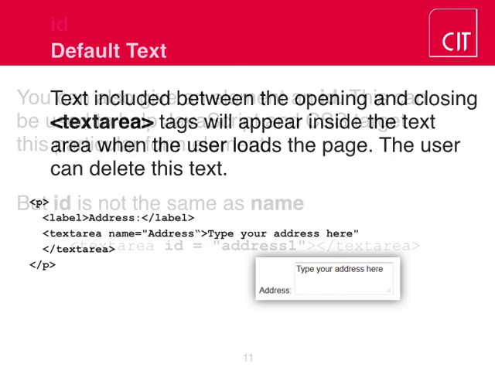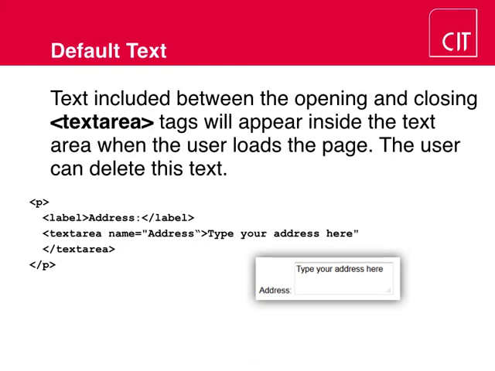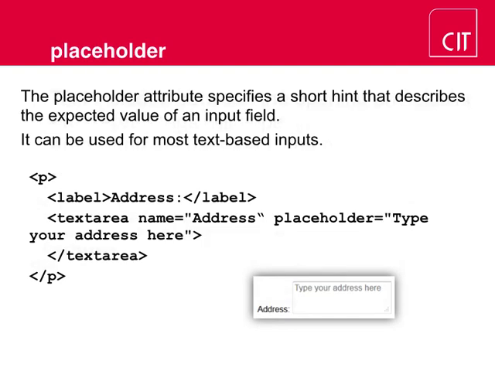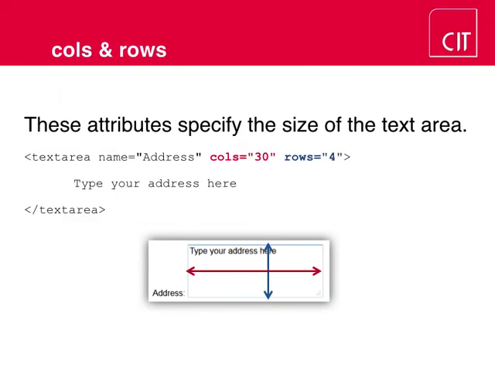Okay? You can have some default text inside the text area if you want, and the person can overwrite that. That can be useful and give the person a tip as to what you're trying to get them to do. Okay. You can specify how many columns, how many rows.